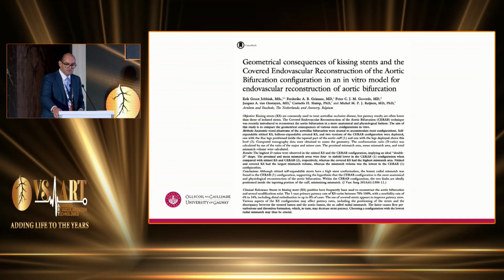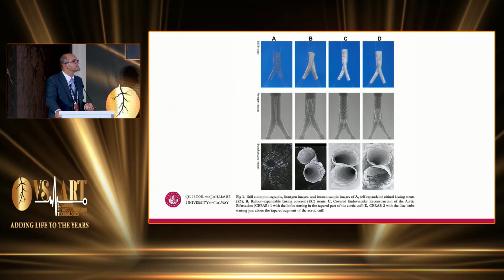But again, similar to what Martin Schroeder mentioned earlier on, we still have the issue: are kissing stents the right approach? Mainly because of the geometry and the radial mismatch that happens from kissing stents. So group A is the uncovered kissing stents, group B is covered kissing stents, C is our traditional CRAB with the two iliac limbs only shifted up about just under a centimetre within the aorta, and then group D is where those limbs are shifted a little bit further.